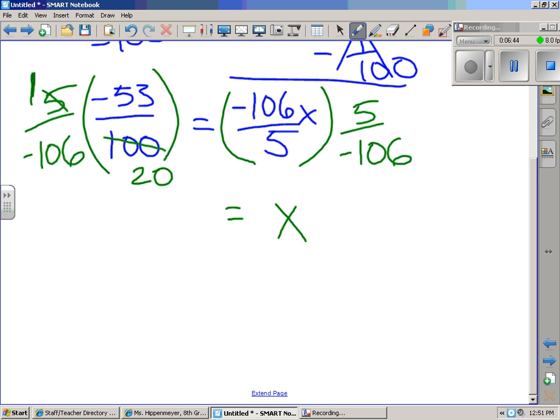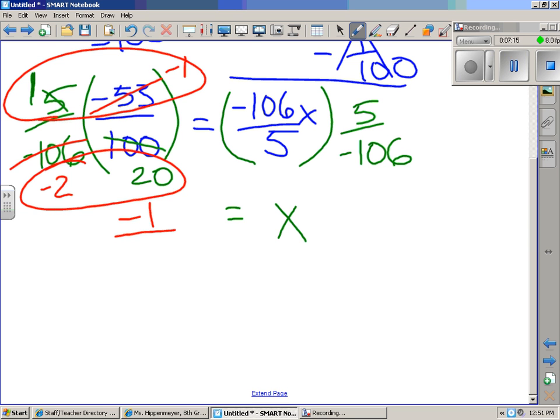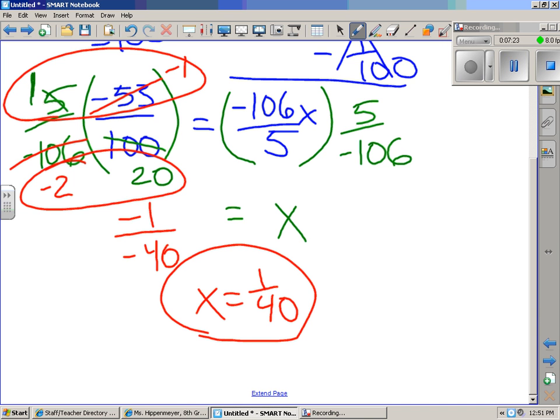And then 53, let's see if that has something in common with 106. And 106 is actually divisible by 53. So we take negative 53, we divide it by 53, and we get a negative 1. Negative 106 divided by 53 is a negative 2. Then we multiply the numerators, 1 times the negative 1, and get negative 1. Multiply the denominators, negative 2 times 20 is negative 40. So x equals 1/40.